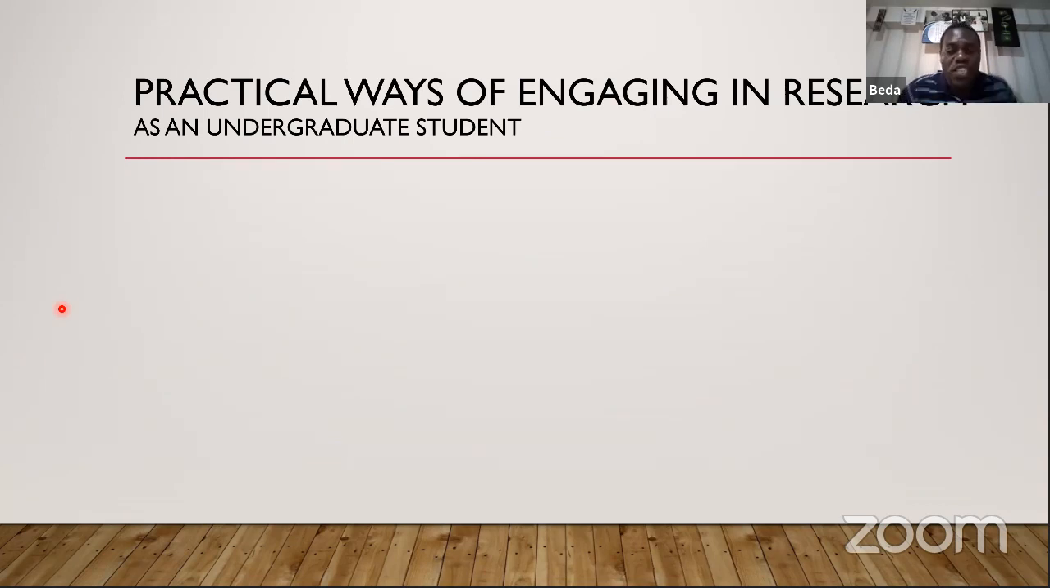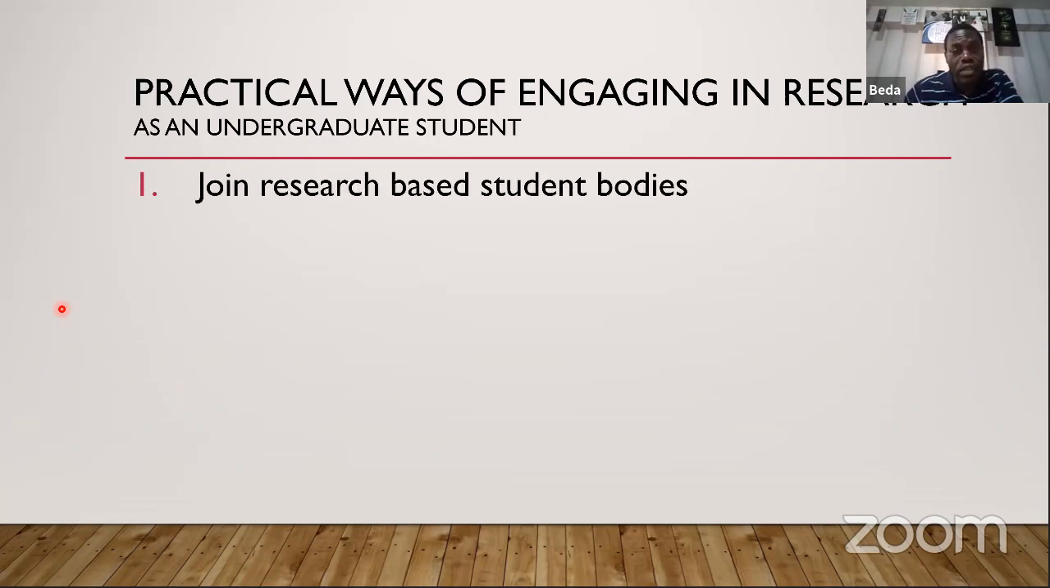So as I finish, I want to give you some practical ways in which you can engage in research. One of them is just to join research-based student bodies. I believe many institutions have different research bodies. Just find out what their names are, and how you can join and be part of them. I know some that meet once a month to discuss the projects they're doing and they learn from one another. You can join them.